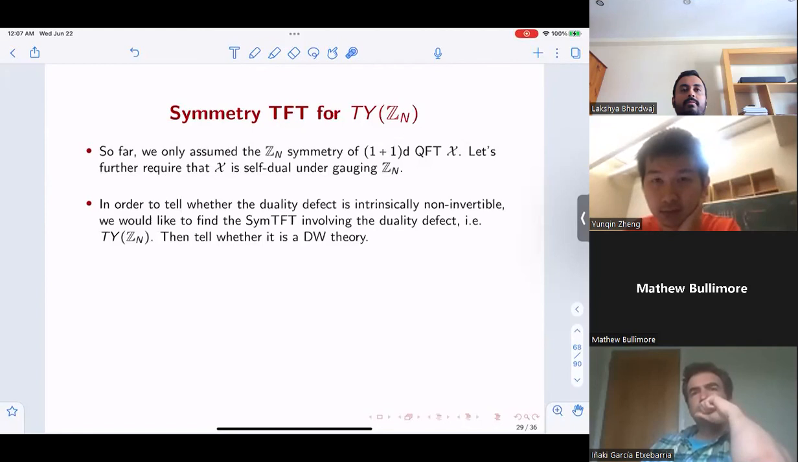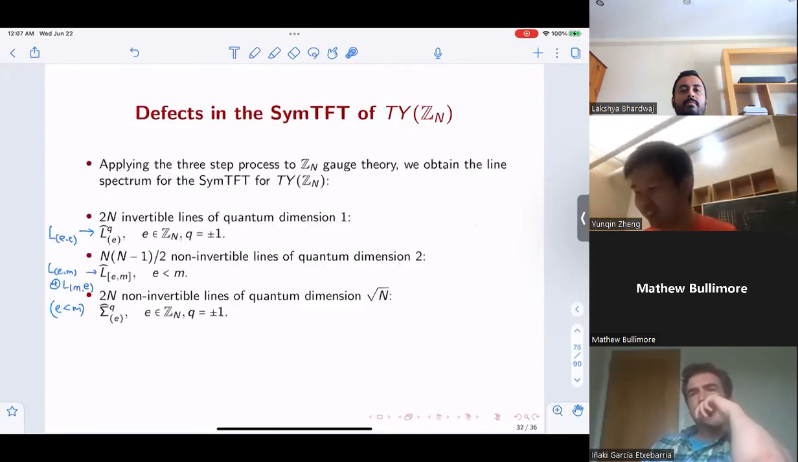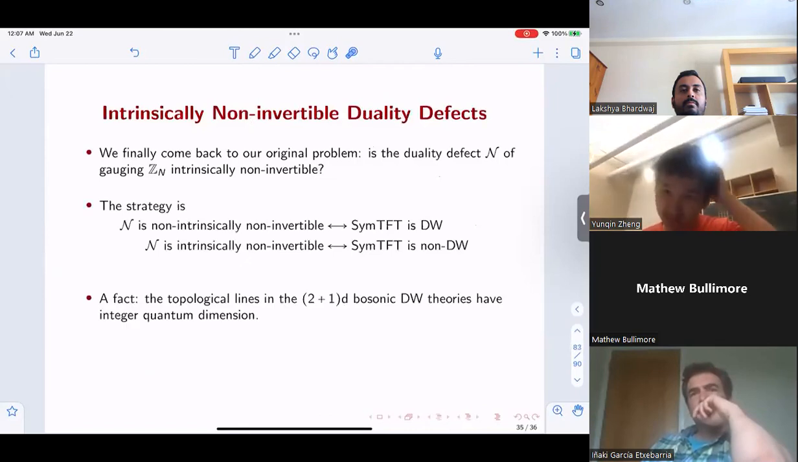Can you make a comment on how this fits together with the Symmetry TFT description with this twisted cocycle that Justin was mentioning? Yeah, we are still working on it. Okay, you don't have to. Well, okay, so it's still something to be clarified.